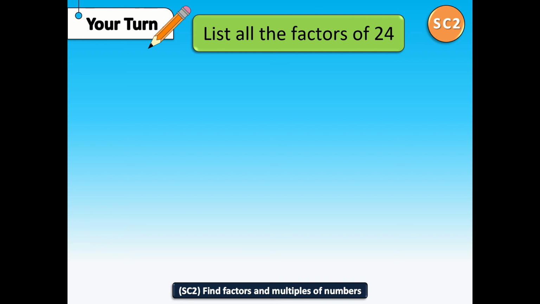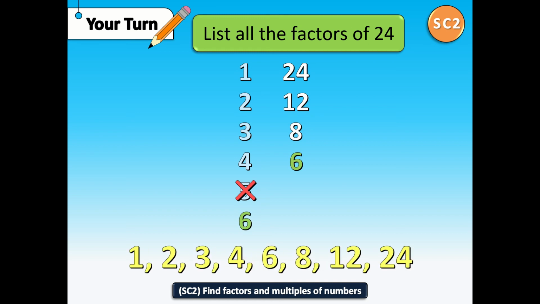So the factors of 24 are 1 and 24, 2 and 12, 3 and 8, 4 and 6. Then we'd try 5, but 5 isn't a factor of 24. Then we'd try 6, but we've already got 6, so that's where we can stop. So the factors of 24 are 1, 2, 3, 4, 6, 8, 12 and 24.